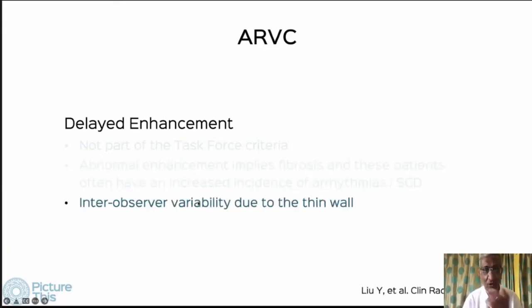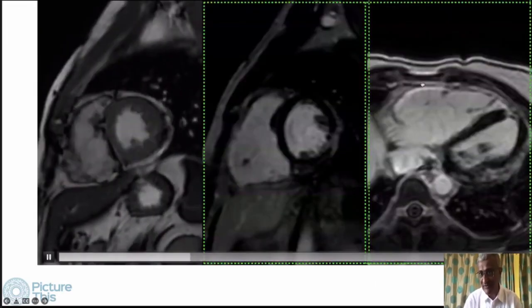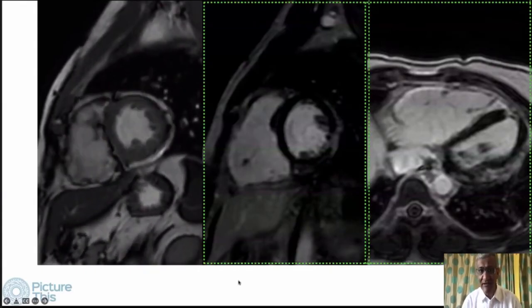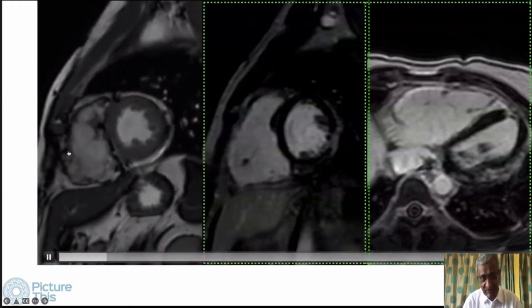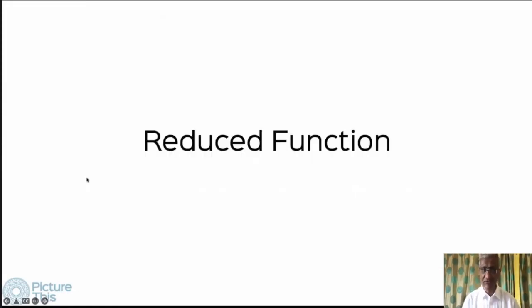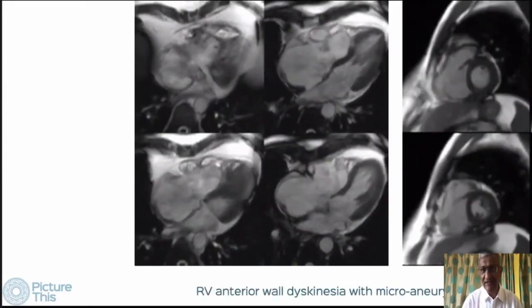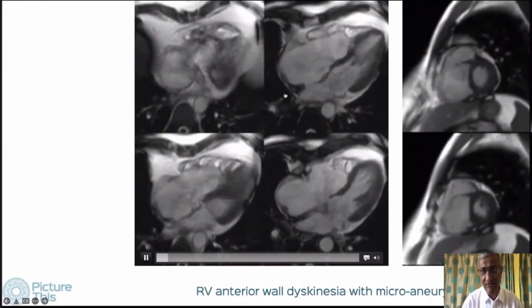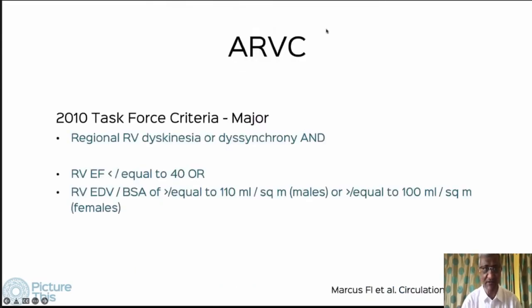We know that abnormal enhancement implies fibrosis, as we see here, has a poorer prognosis, but it's not part of the criteria because it's still not robust, and cardiac MR with contrast is still not easily available. But on the cine images, you can see the dyskinesia, the pseudo-sacculation, etc. beautifully. Reduced function is a criterion. You can see here a very poor RVEF. You can see these microaneurysms and pseudo-sacculation as well.